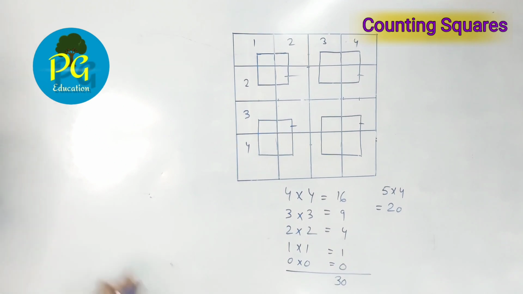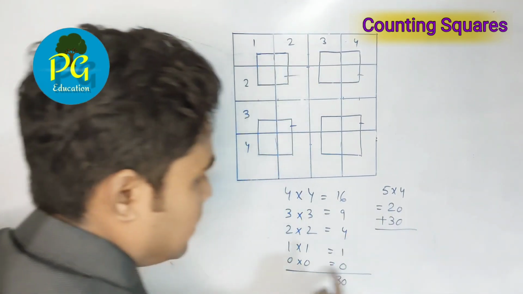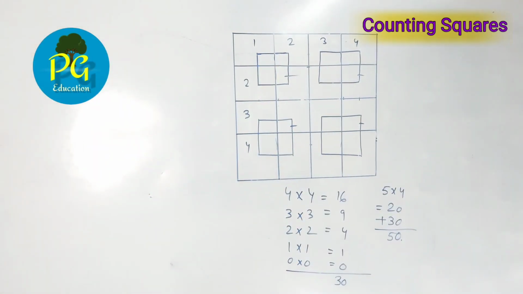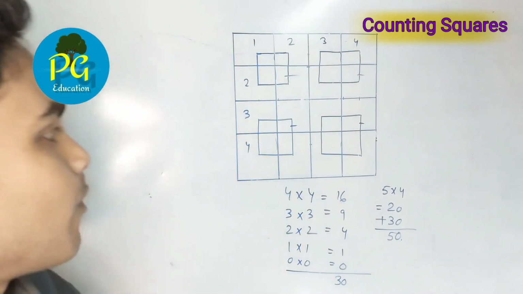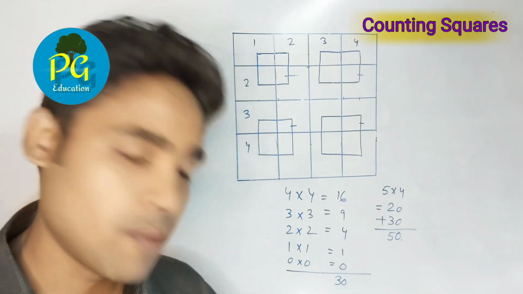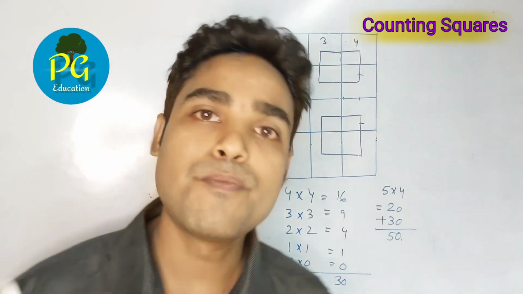So in total, how many squares are there? There are 20 plus, this is 30. So how many squares? There are 50 squares. Understood? Very interesting, guys. So for competitive exams, for rail, for banking, for combined staff selection, these questions are very, very important.